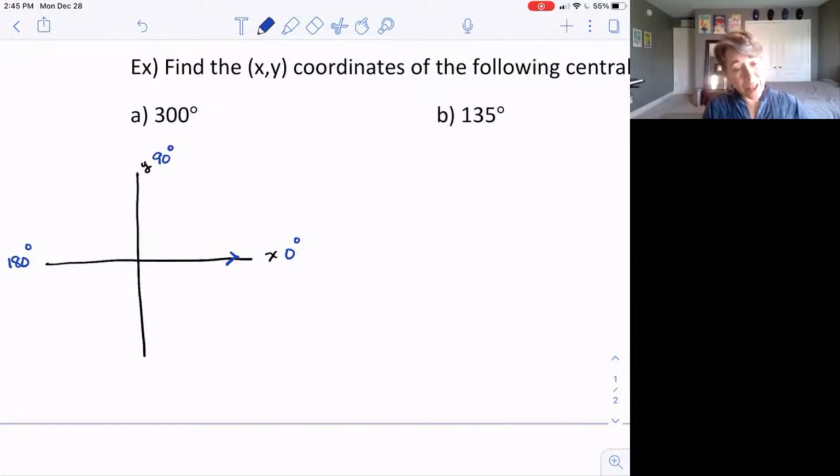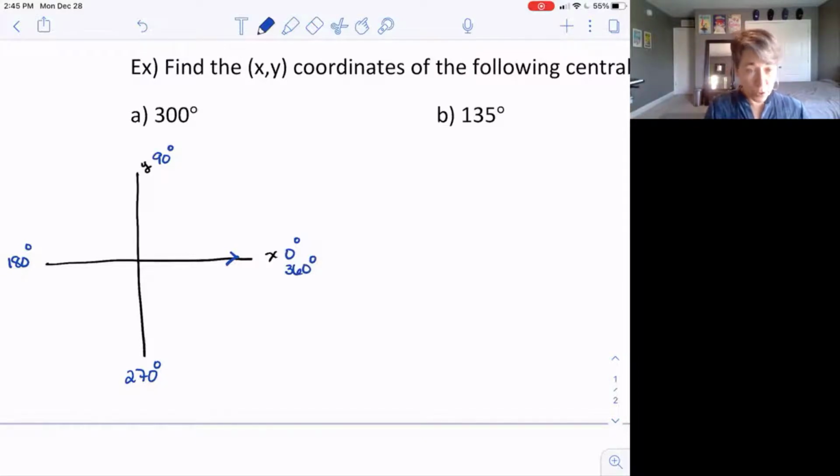If we went another 90 degrees, that would give us 270 degrees here. And if we went all the way around the circle, added another 90, that would give us 360 degrees as a full rotation.